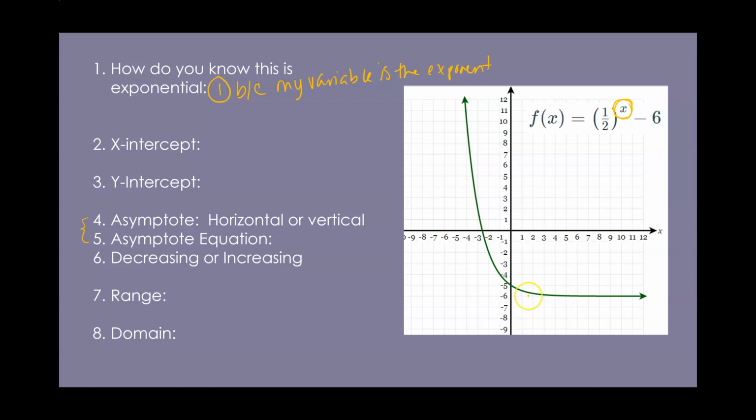And if you look, my graph is flat right here. Do we agree? Do you see how it's flat horizontally? Since it is flat horizontally, that means that it's an exponential because my asymptote is horizontal. Because my asymptote is horizontal.